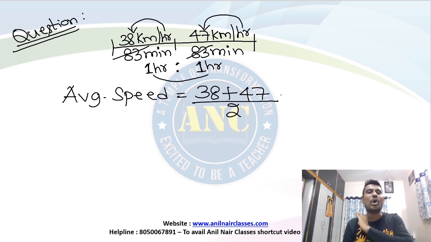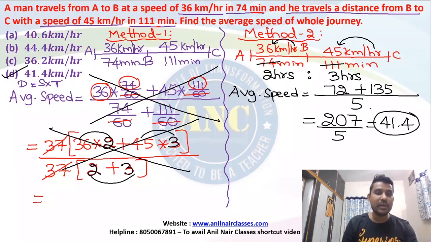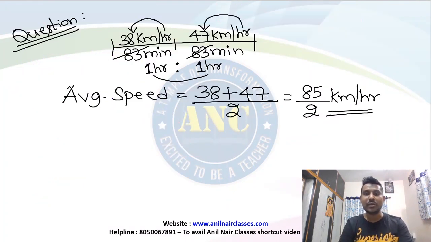So simple. You can solve this question in the easiest way possible if you use this kind of methodology. So the answer will be 85 divided by 2. 85 divided by 2 kilometers per hour should be the final answer for this question. I hope you are very clear. You don't need to write all these intermediate steps that I wrote in method 1. Directly you can solve by using method 2 so fast, and you can save a lot of time in the examination hall, which you can use for some other question.